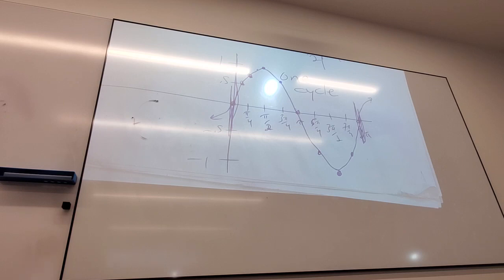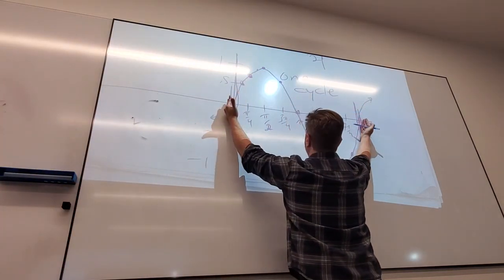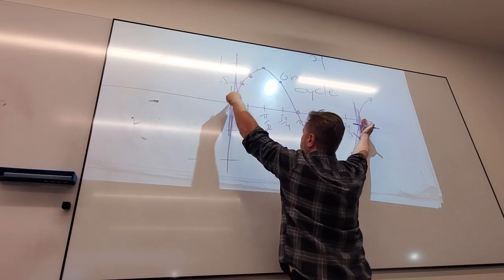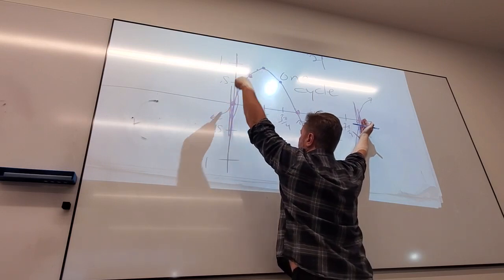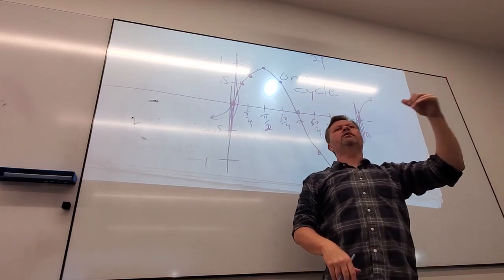So sine looks like this. What's the important thing for sine? Where does the base cycle, this base cycle, where does it start? At 0, the sine is 0. You with me? How is cosine going to be different?